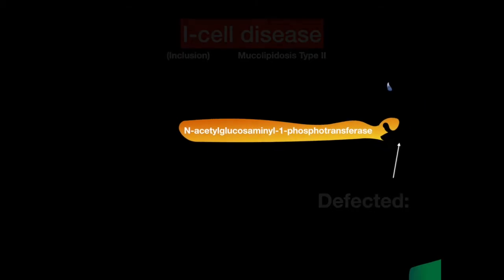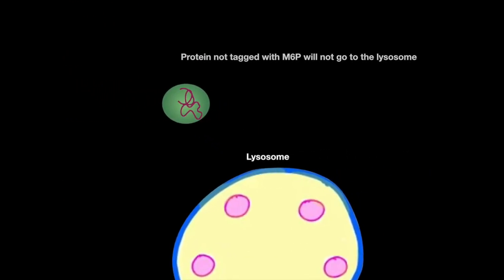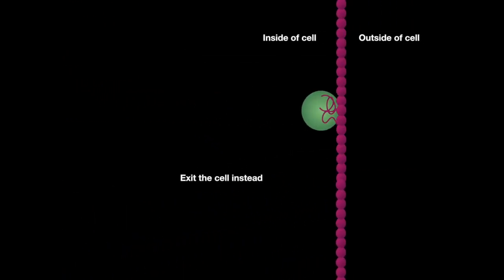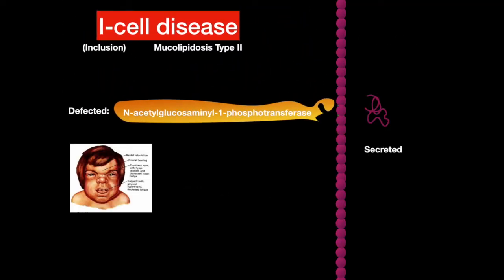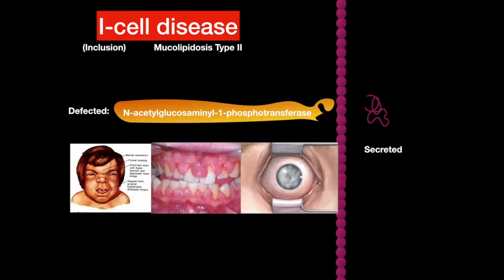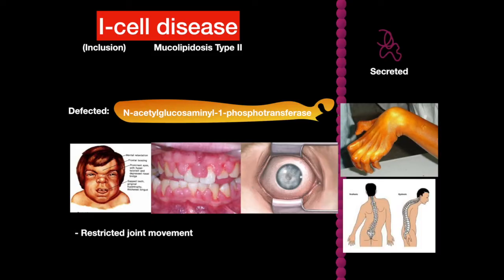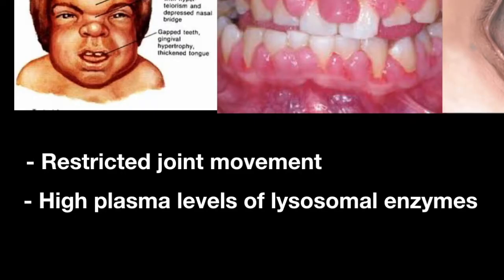However, because this process doesn't work properly, the proteins are sent to the plasma membrane and get secreted. The outcomes of this disease are coarse facial features, gingival hyperplasia, clouded corneas, restricted joint movement, claw-hand deformities, kyphoscoliosis, and high plasma levels of lysosomal enzymes. I-cell disease is often fatal in childhood.